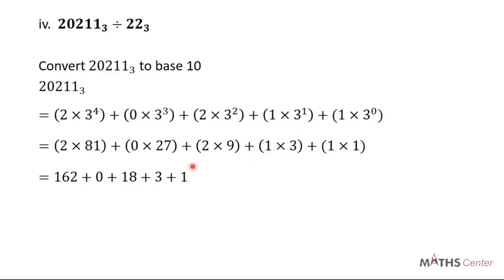plus 1 times 3 will give us 3. Any number times 1 is the same number. 1 times 1 will give us 1. So we add everything here and we are getting 184.